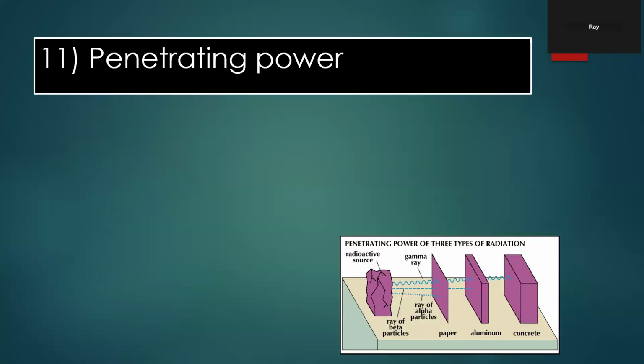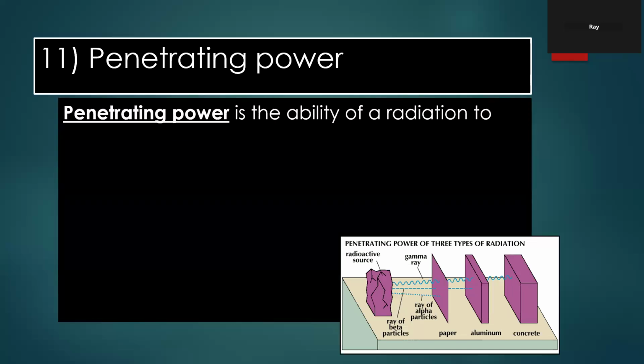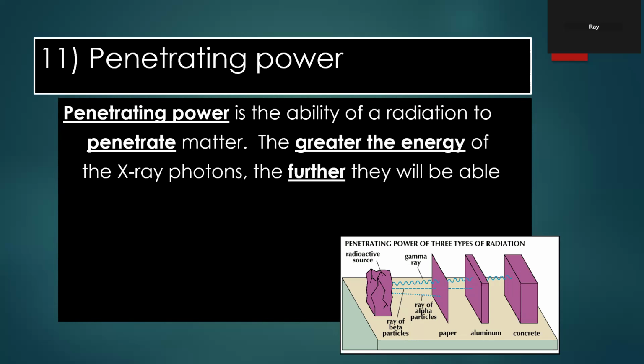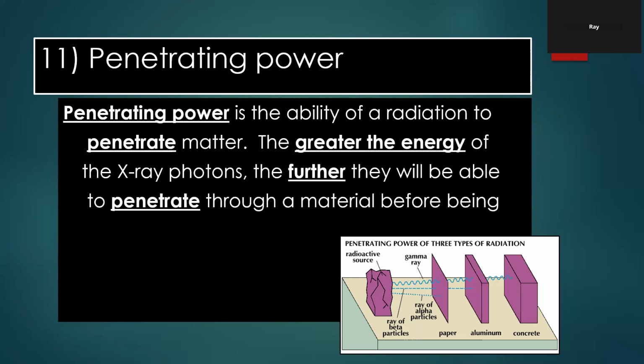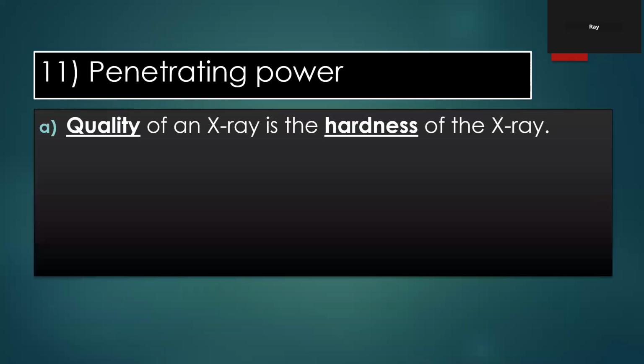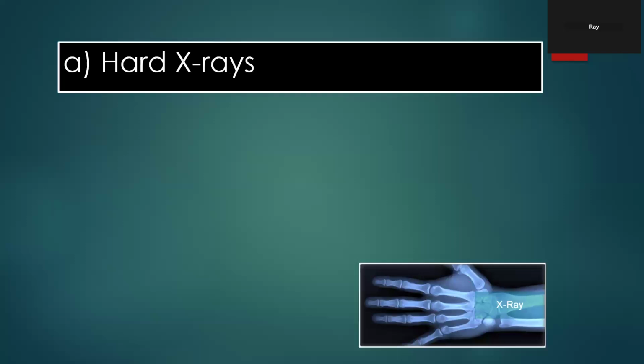Okay, the first thing about X-ray is penetrating power. Penetrating power is the ability of a radiation to penetrate matter. The greater the energy of the X-ray photon, the further that they will be able to penetrate through a material before being completely absorbed. Quality of X-ray is the hardness of the X-ray. Quantity of X-ray is the intensity of the X-ray.